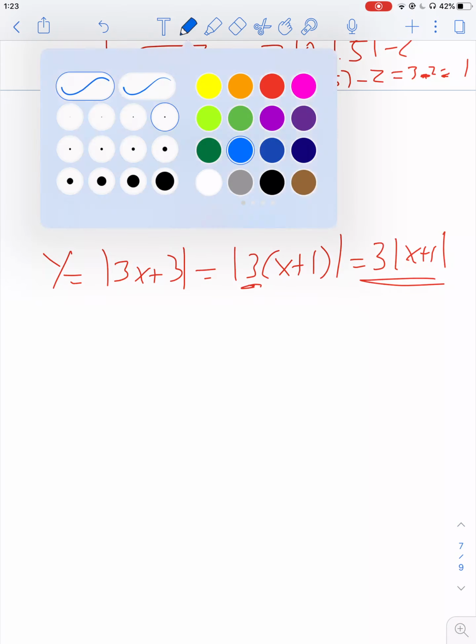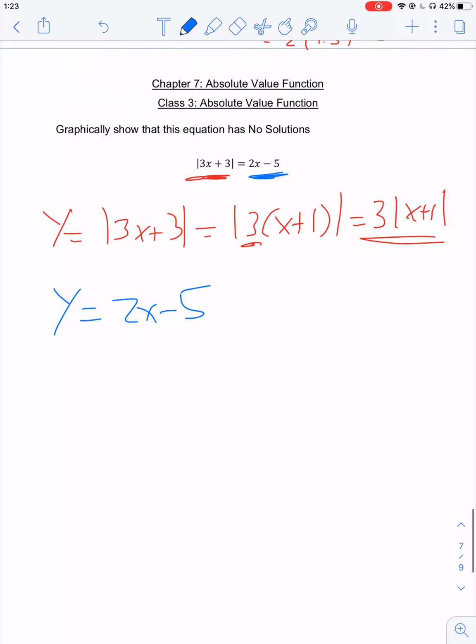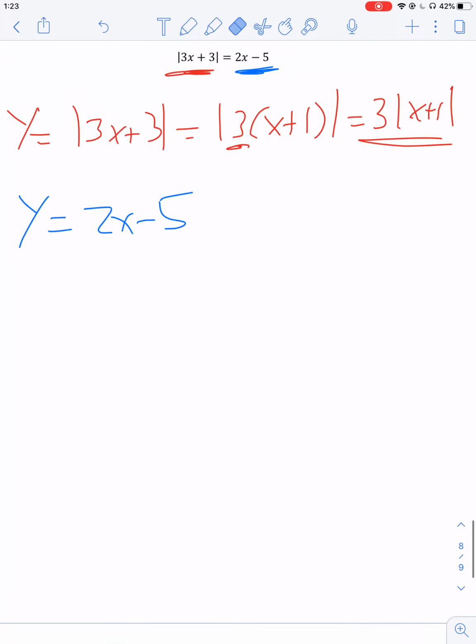And graph the other function, which is y equals 2x minus 5. So this is just a linear function. If you want, this is your slope, that's your y-intercept. Should not be too difficult to graph that one as well. So, right, let's just quickly graph. So I'm going to use purple for my Cartesian plane.